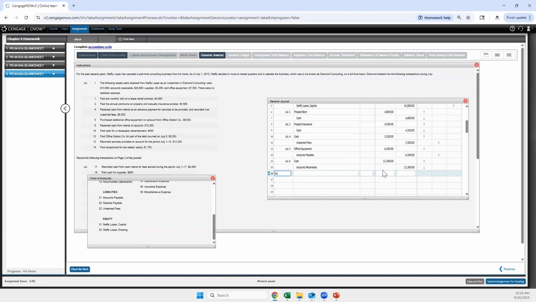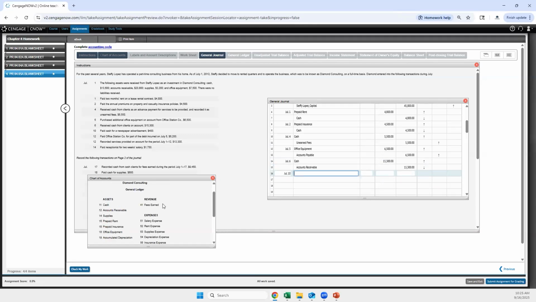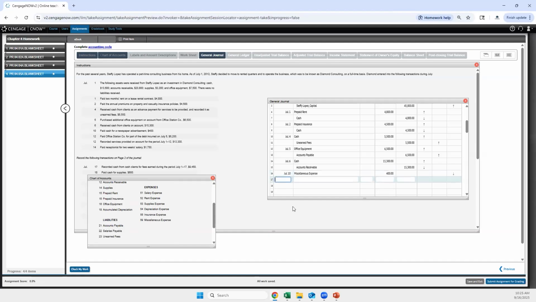July 10th, paid cash for a newspaper advertisement, $400. So that's going to be an expense. And since there's no advertising expense and it doesn't fit into any of the other categories on the chart of accounts, it's going to be a miscellaneous expense. And the amount at 400 is quite small, so that's okay.